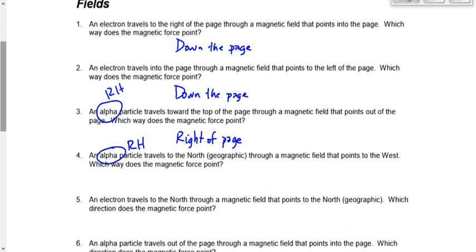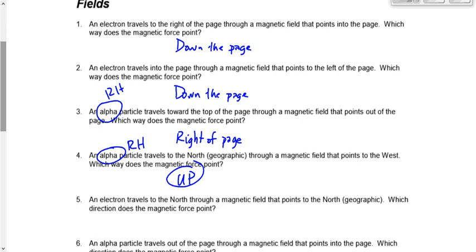Up. We're not going to say up the page this time. Okay, you got it right. We're just going to say up because our frame of reference is the earth, not our page. So we're just going to say up. Or somebody might say out of the earth, away from the earth, but that just means up.